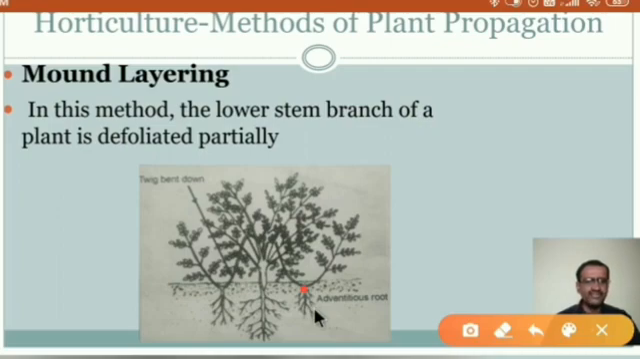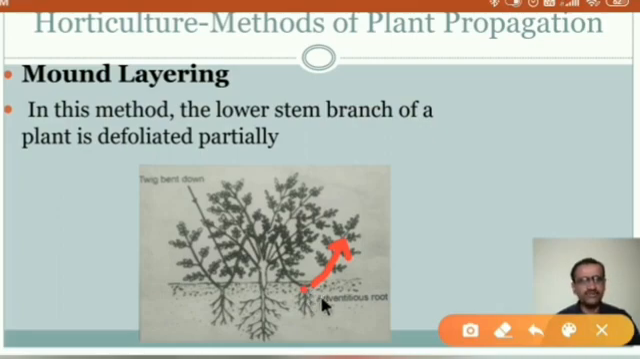After that, a V-shaped cut or removal of a ring of bark is made to hasten the rooting. There are two cuts: they may be a V-shaped cut or removal of a ring from the bark. The defoliated part is bent down close to the ground and covered with moist soil in such a way that the growing tip remains above the surface of the soil. This is the portion above the ground and the cut portion is in the soil. In this way, the rooted branch or layer is then cut and grown as an independent plant.